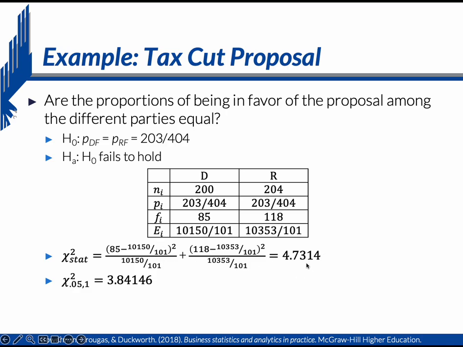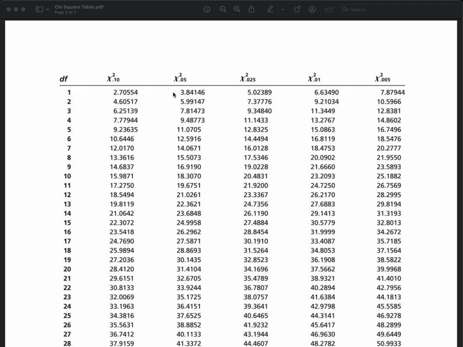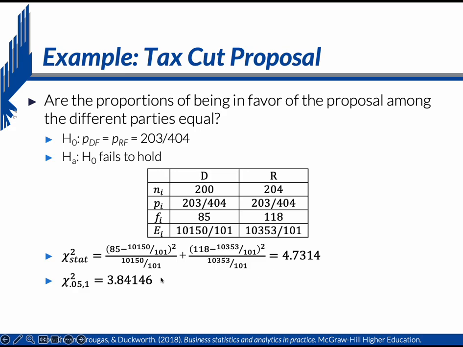4.7314. And we will compare this to this critical value for an alpha of 5% and degrees of freedom of 2 minus 1 or 1. And again, we get that here in this table, so that's this critical value. And since the test statistic is greater than the critical value, then at an alpha of 5%, we can also reject the null hypothesis. And therefore, we have strong evidence to support the claim that these two proportions are both not equal to 203 over 404. So at least one of them is not equal to 203 over 404, and we are 95% confident about that.